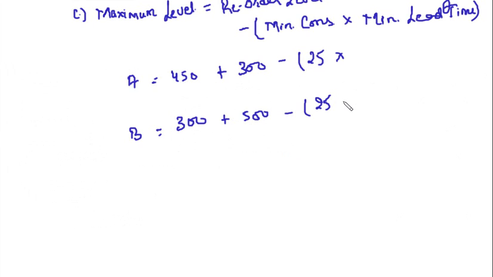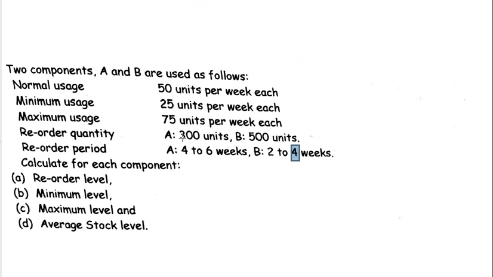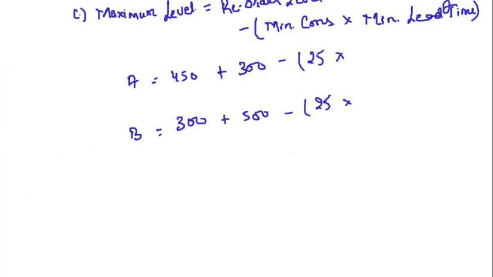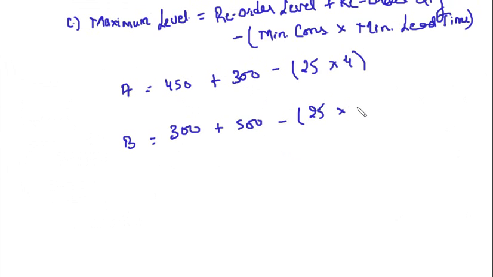Now what is the minimum time it will take to reach the premises? For A it will be 4 weeks and for B it is 2 weeks. At least 4 weeks, for B it will arrive in at least 2 weeks. So it is 4 and it is 2. Right? So this comes to 650 units and 750 units. Clear?